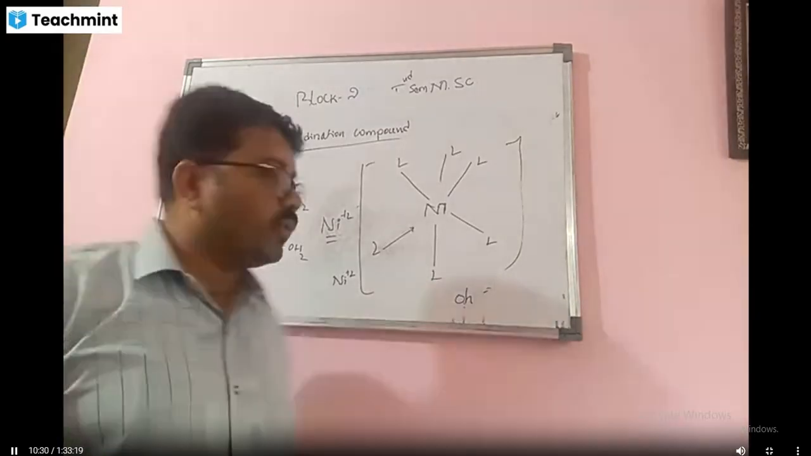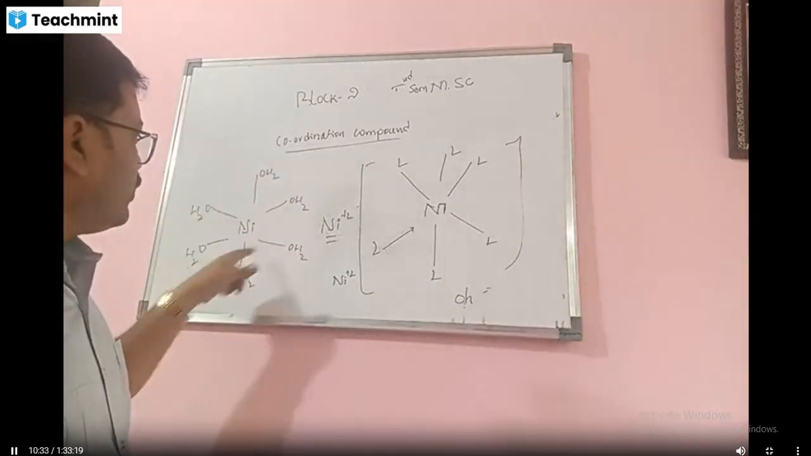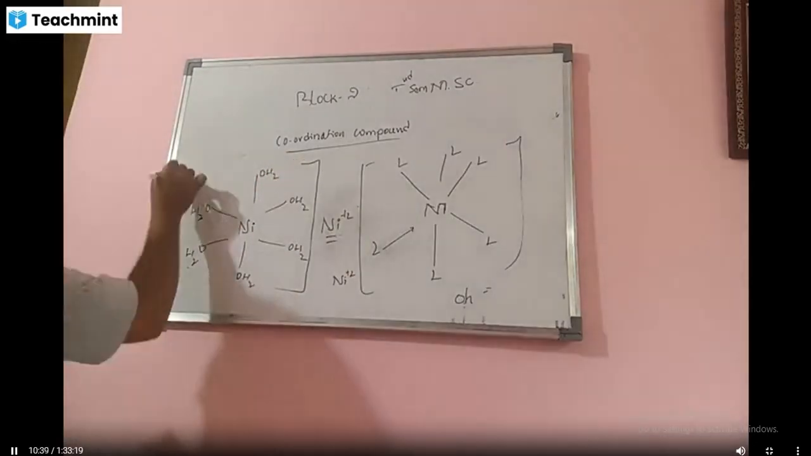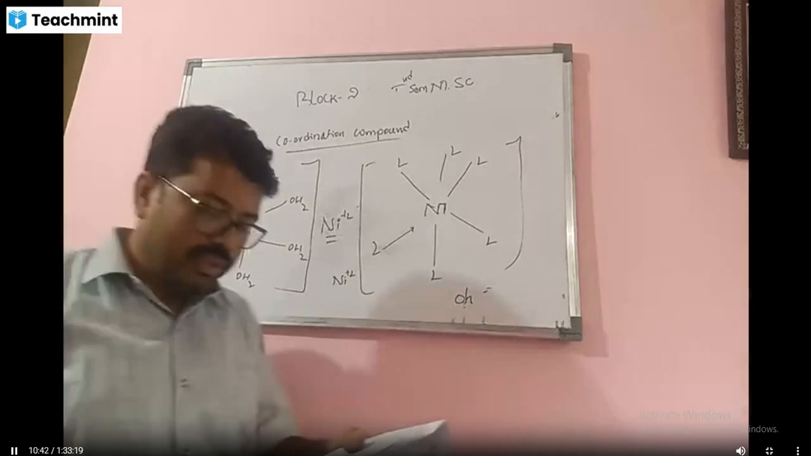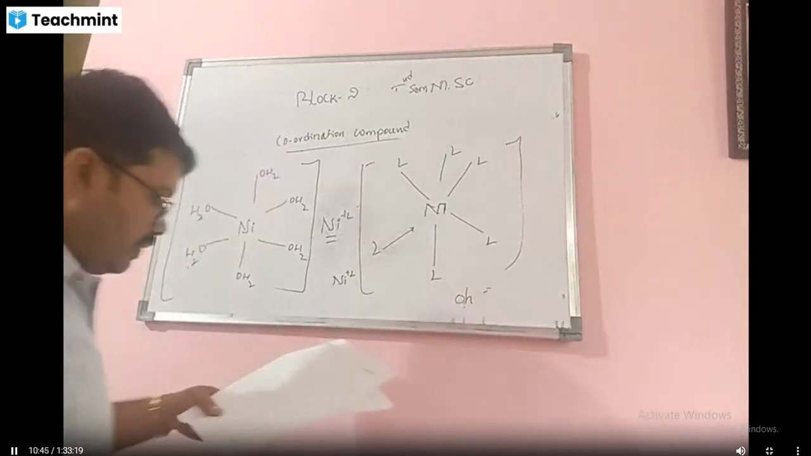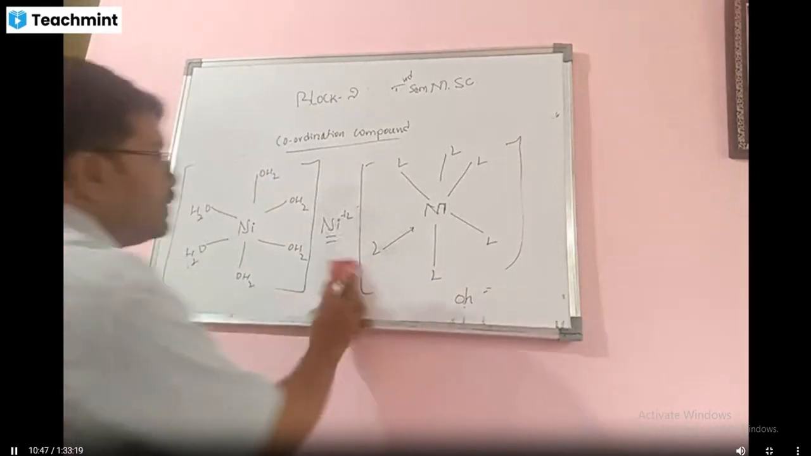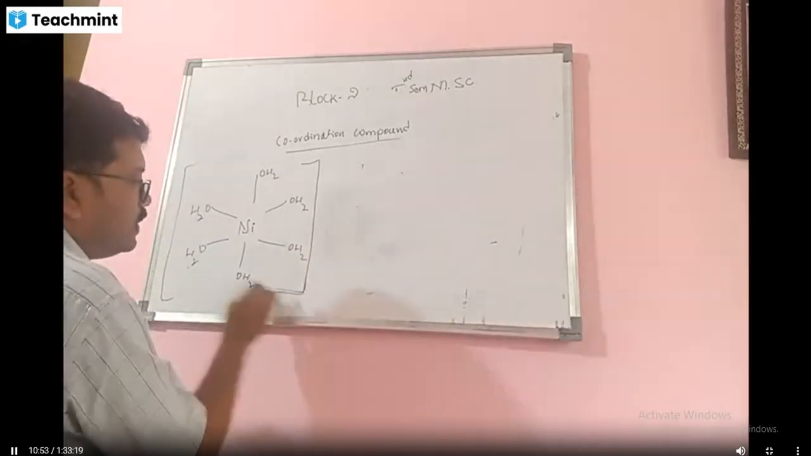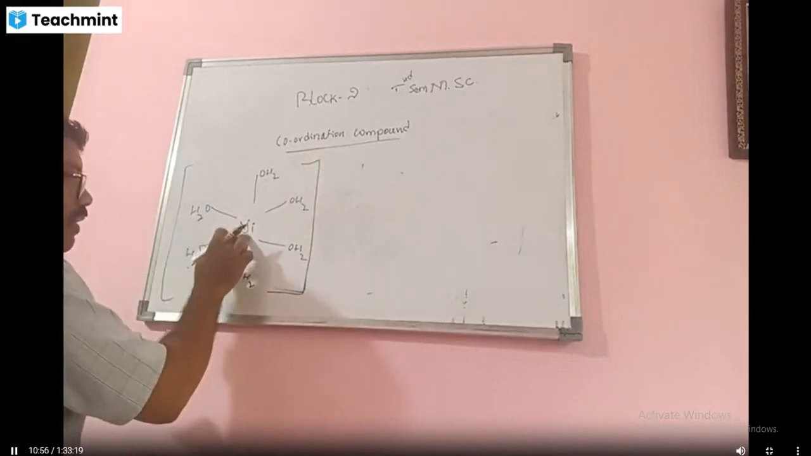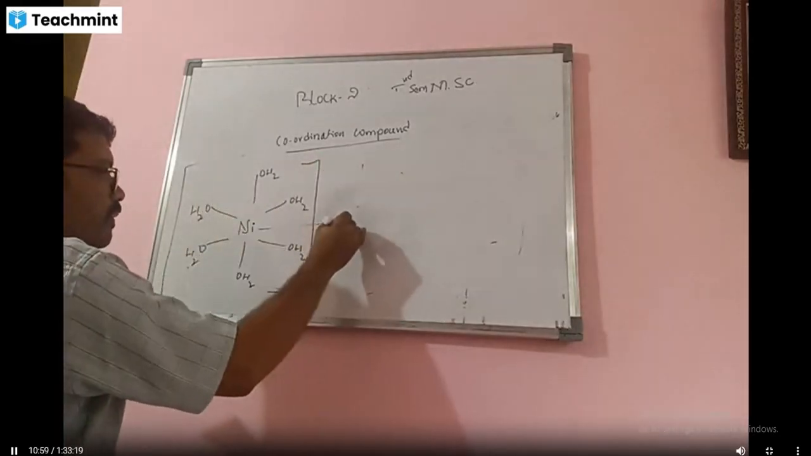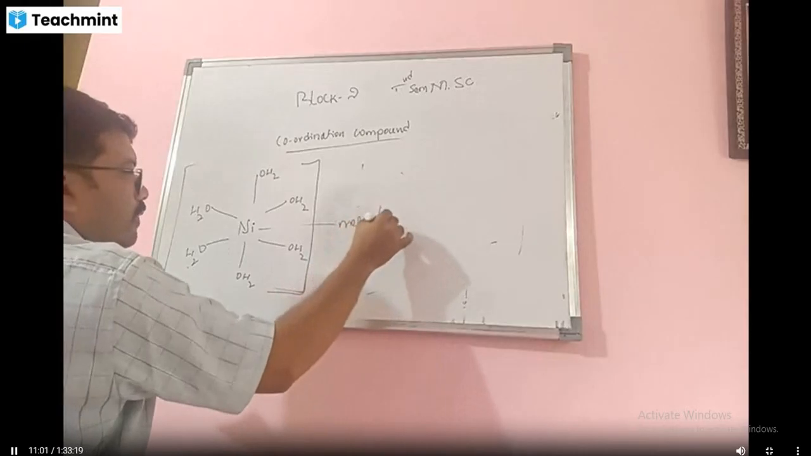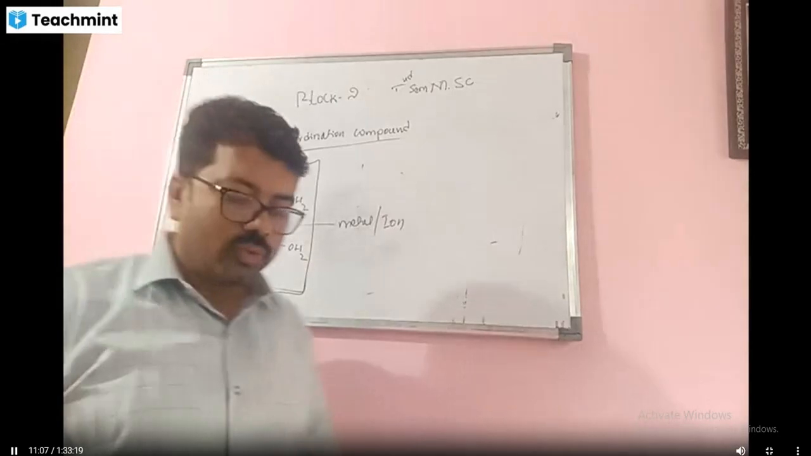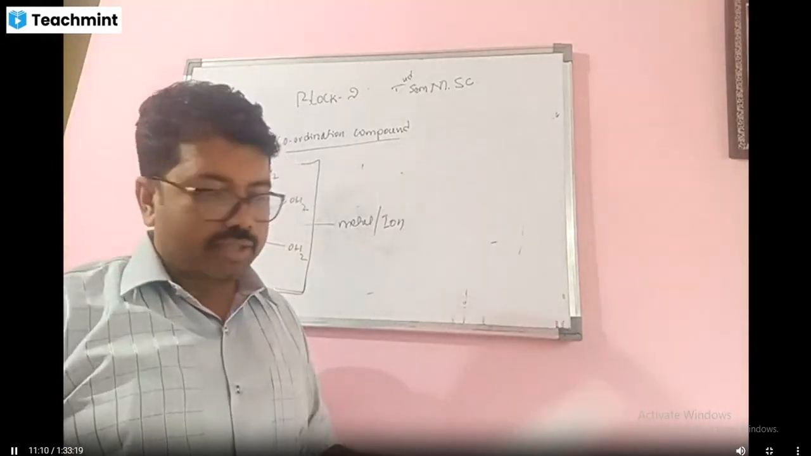What is a coordination compound? A metal atom or ion surrounded by monodentate ligands is called a coordination compound. Most of the coordination compounds belong to this class. So this is a complex. A metal or ion surrounded by monodentate ligands is then called a coordination compound.